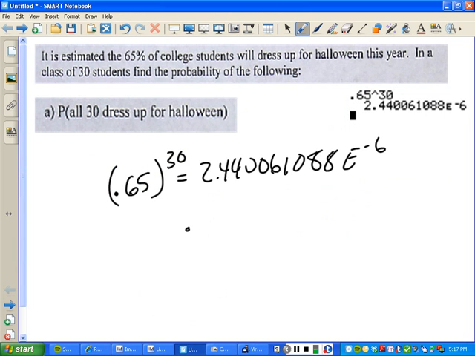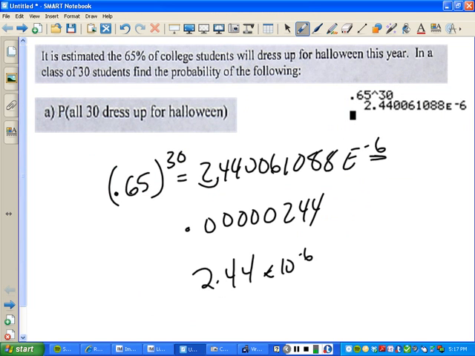Well, the answer is actually 0.0000244. That would be a sufficiently good answer. You're moving the decimal point 6 places to the left. Or you could just write down 2.44 times 10 to the negative 6. But the important thing is just show your work. As long as you show your work, the answer is almost immaterial to me at that point. Okay? I really, really don't care about that at all.